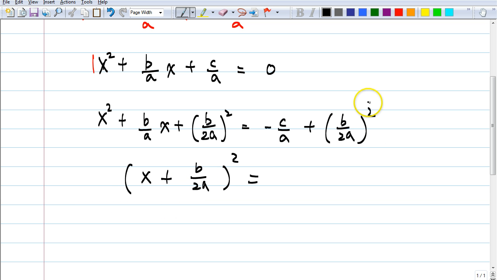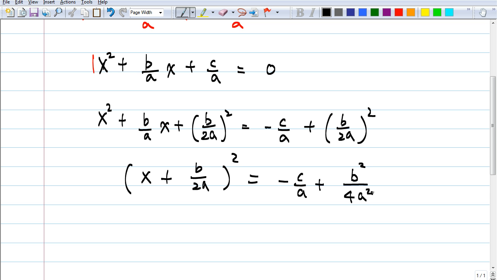On the right side, do you think I should simplify this? I get negative c over a, plus what's b over 2a squared? On the left side I want to leave it, but on the right side don't I want to gather them together and simplify? So what's b over 2a squared? b squared over 2a times 2a, which is 4a squared. Sometimes they write 2a squared, which would be wrong. Yes, 2a times 2a is 4a squared.